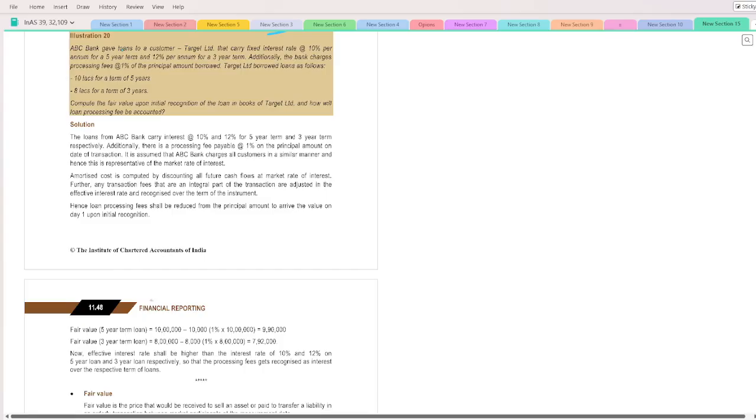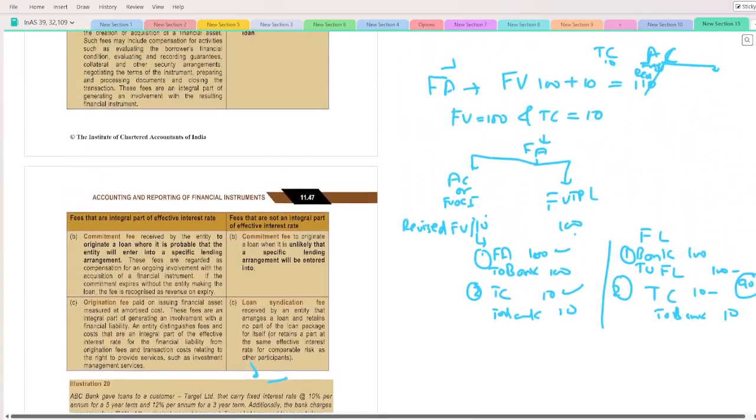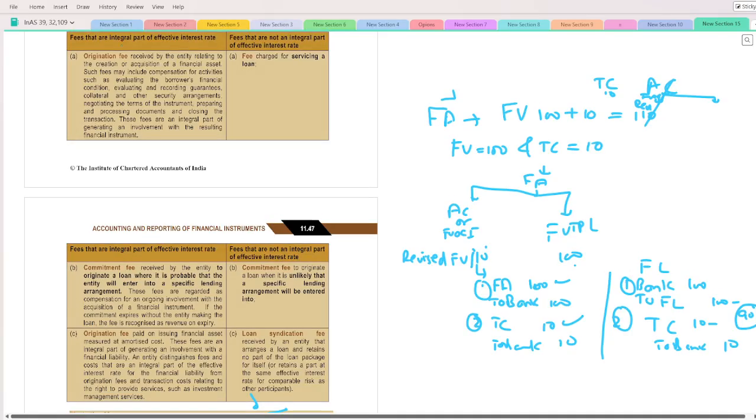Okay, so ABC bank gave loans to a customer. Just quickly we will be reading the transaction cost. The fees that are an integral part of the effective interest rate and the fees that are not an integral part of the effective interest rate. So the fees charged for servicing the loan are not relating to the origination of that particular loan, so that's why it will be taken as separate. It will not be part of your revised fair value, meaning it will not be a part of the effective interest rate.